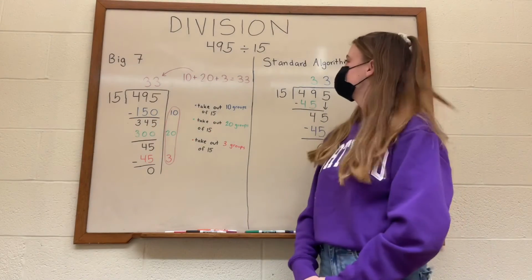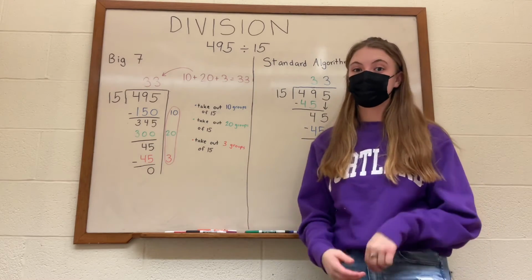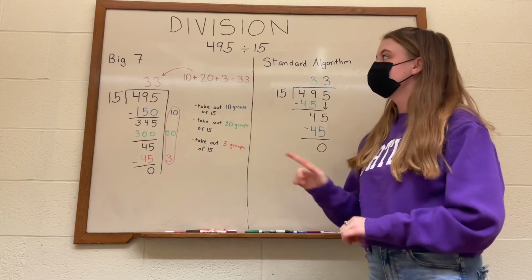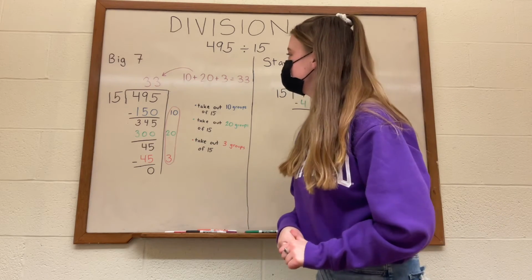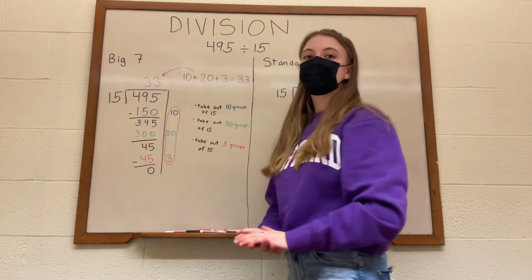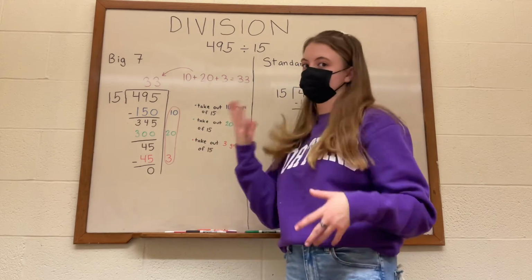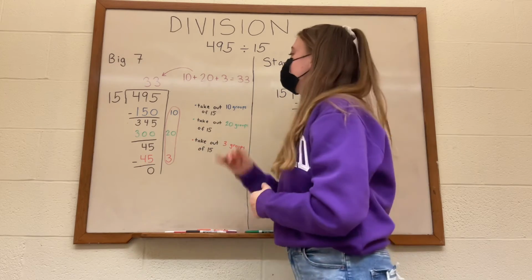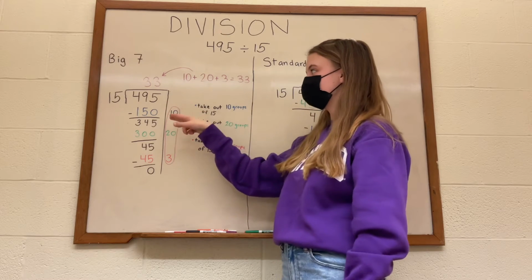All right, we are going to be dividing 495 divided by 15 two different ways. So the first way is by using the Big 7 method. What you do is you essentially are just taking out groups of 15. First you can take out as many groups in whatever order, it doesn't matter. So first I chose to take out 10 groups of 15, which is 150.